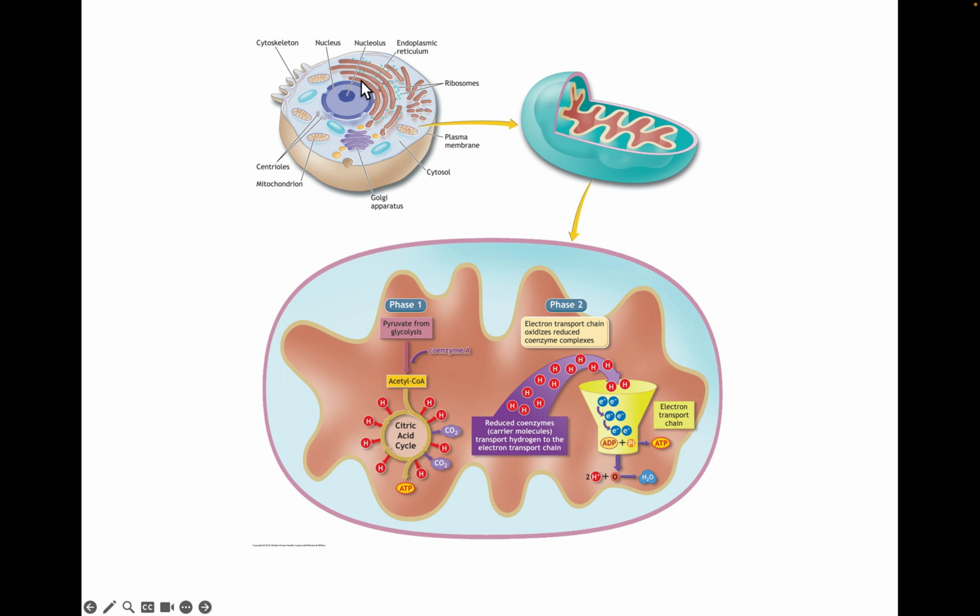So here's an example of a cell. In our cell, we've got mitochondria, and in our mitochondria, we've got our citric acid cycle and the electron transport chain. These two things create ATP in our mitochondria. We'll talk a little bit later on about what happens with these two different cycles, the citric acid cycle and electron transport chain, when creating ATP.